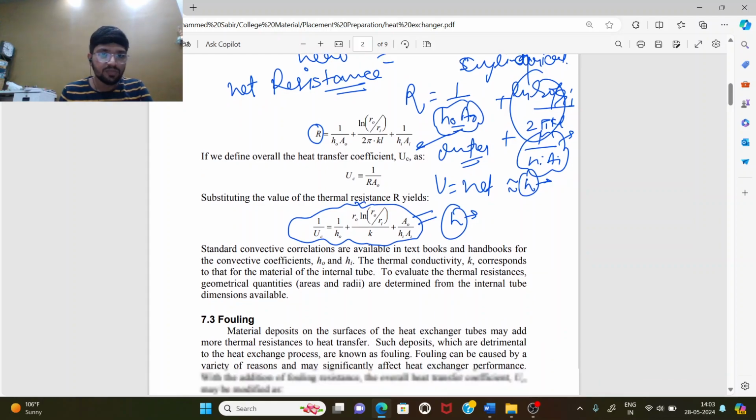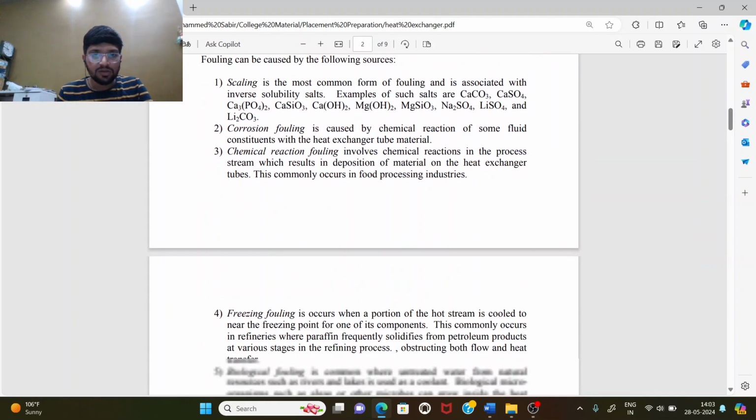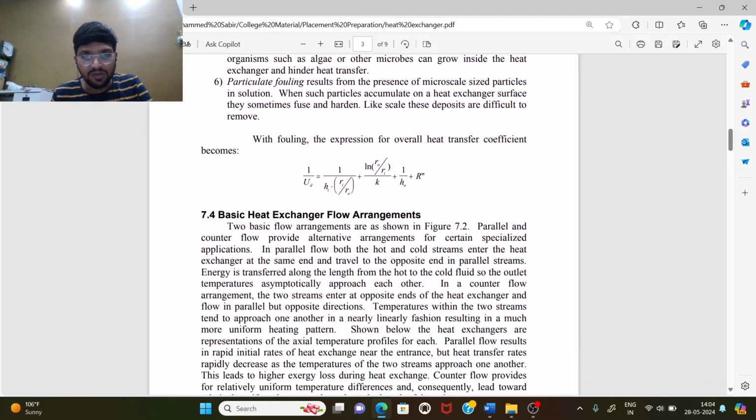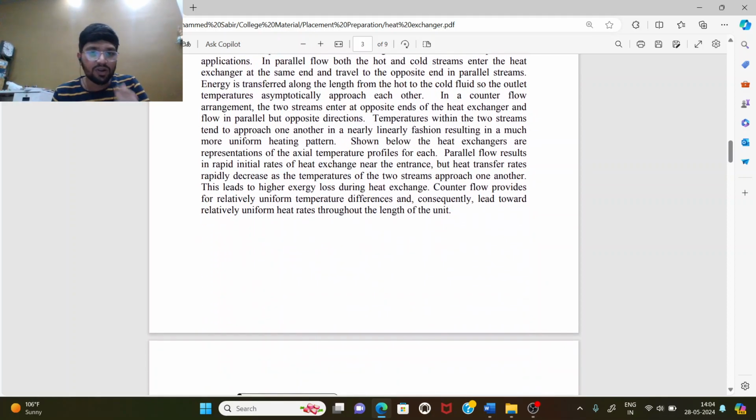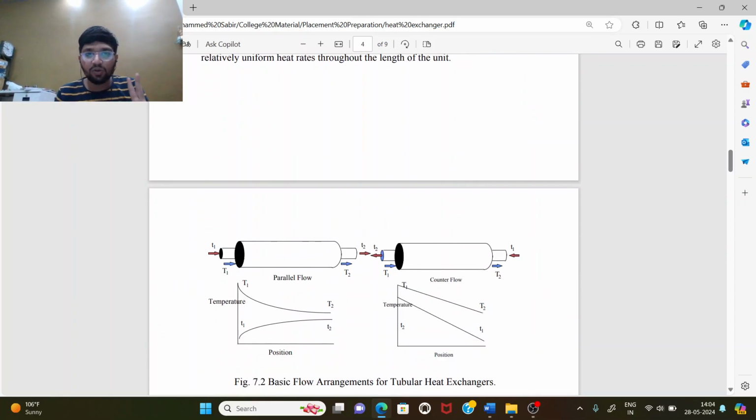Now move ahead, and this is the basic heat exchanger flow arrangement. Basically we have two flow arrangements: one is the parallel flow design, another is the counter flow design. In a parallel flow design, the hot fluid and the cold fluid flow in the same direction. And in the counter flow design, they flow opposite to each other.